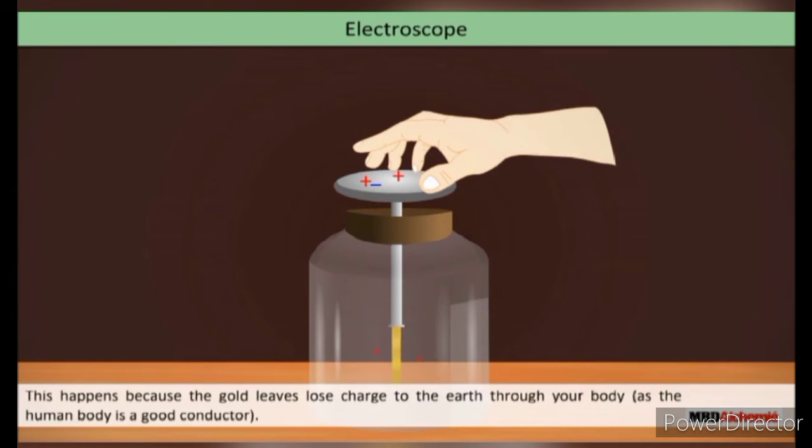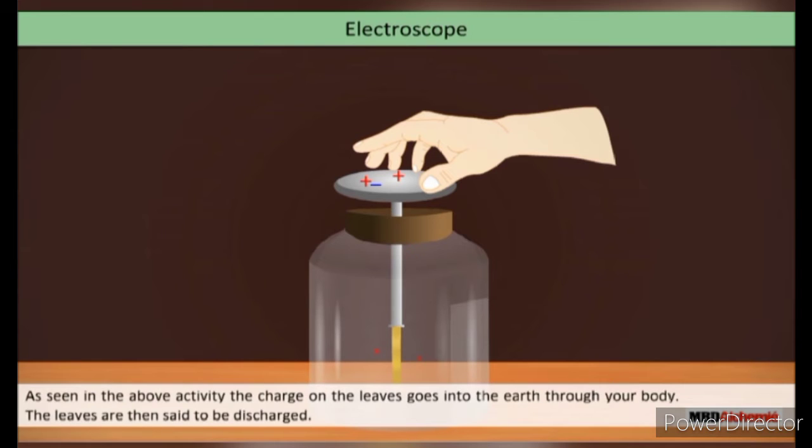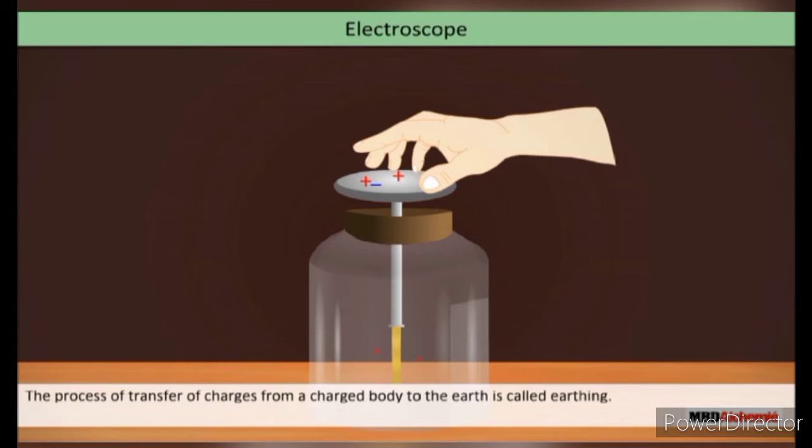This happens because the gold leaves lose charge to the earth through your body, as the human body is a good conductor. As seen in the above activity, the charge on the leaves goes into the earth through your body. The leaves are then said to be discharged. The process of transfer of charges from a charged body to the earth is called earthing.